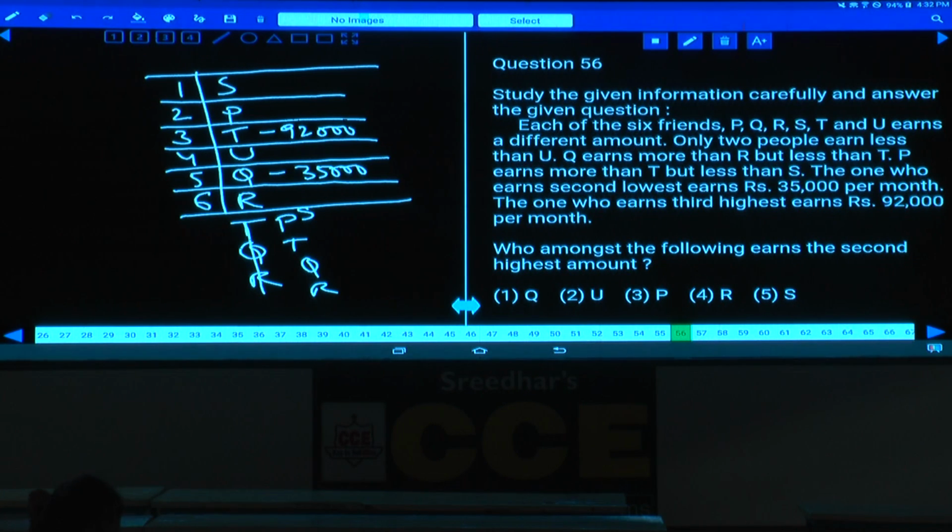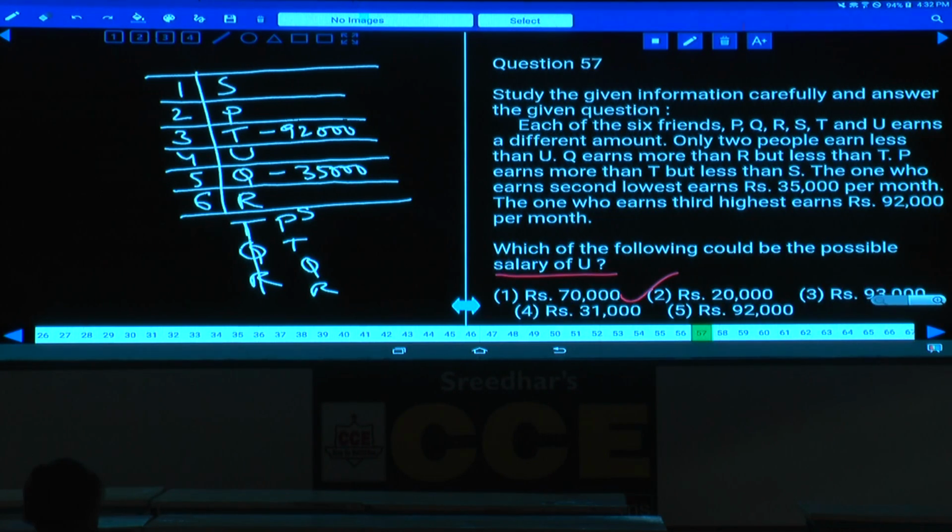Then who among the following earns the second highest amount? Tell me who is that person. P, choice 3. Then question number 57. Which of the following could be the possible salary of U? U is between 35,000 and 92,000. What is your answer here? Choice 1, that is 70,000.